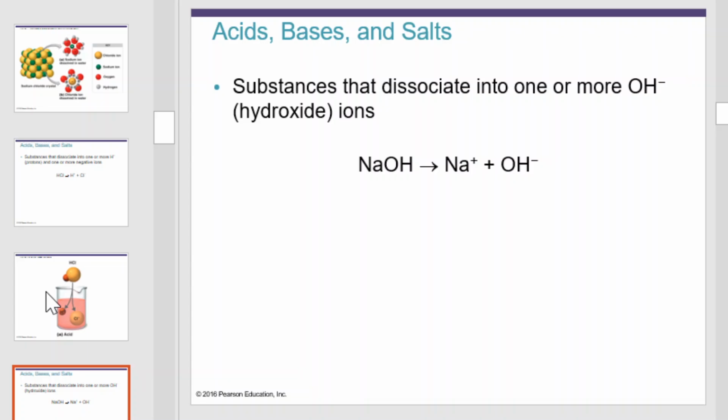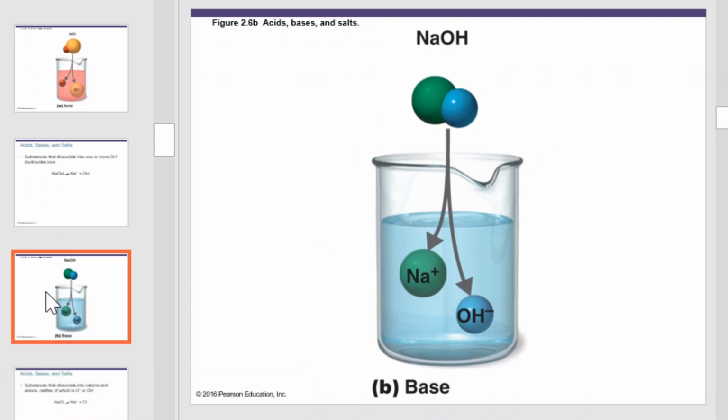Substances that dissociate into one or more hydroxide ions typically form bases. Sodium hydroxide is an example of a base. Here you see sodium hydroxide dissociating into a free sodium ion and a hydroxide ion.